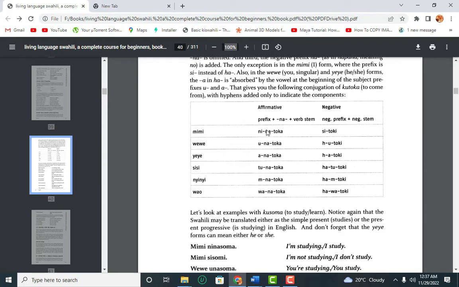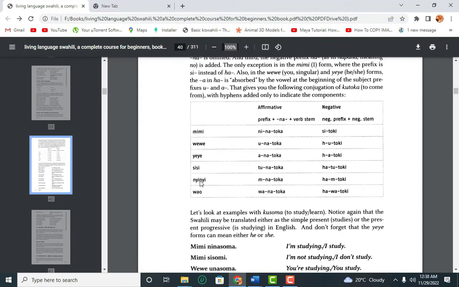Wewe. In the affirmative, unatoka. In the negative, hutoki. Yeye, the third one, anatoka. In the negative, hatoki. Sisi. In the affirmative, tunatoka. In the negative, hatutoki.